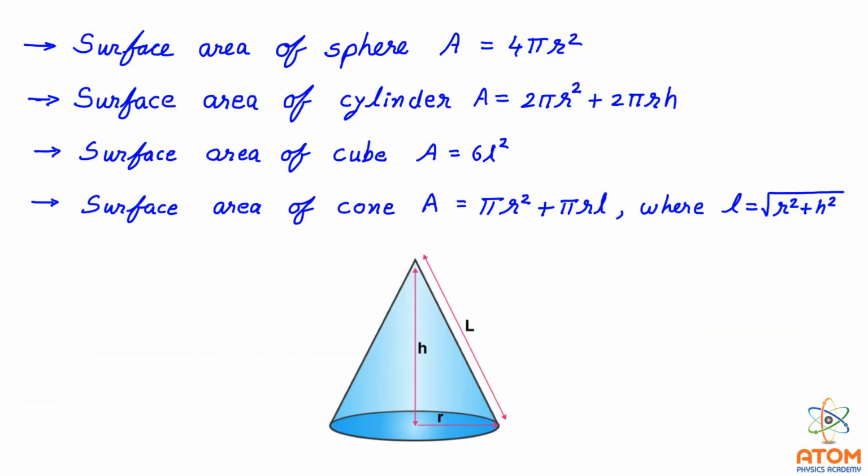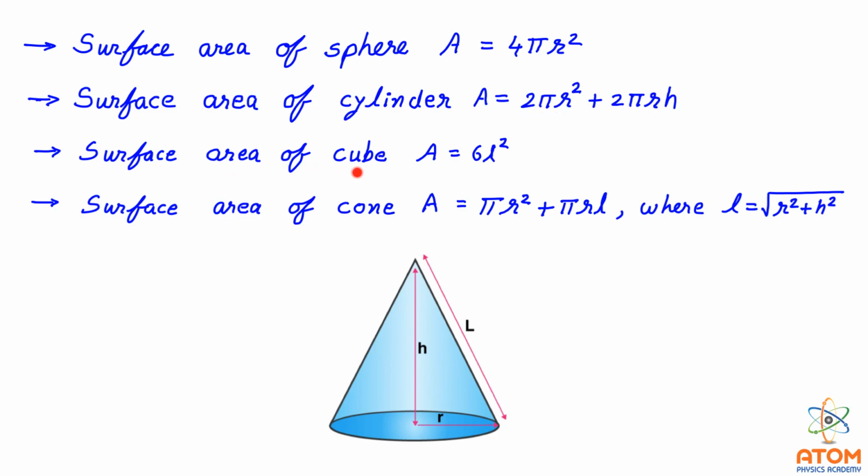Now let us see surface area. Surface area of sphere will be A is equal to 4 pi r square, where r is the radius of the sphere. Surface area of cylinder. Now cylinder has two circular sides and one curved surface. So for two circular sides the area will be 2 pi r square and for the curved side it will be 2 pi rh. So area becomes 2 pi r square plus 2 pi rh.